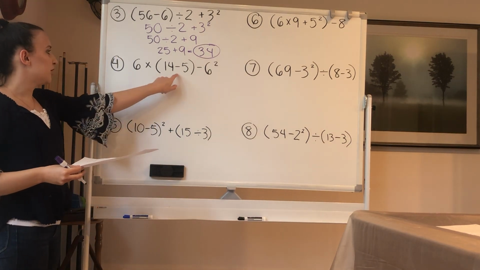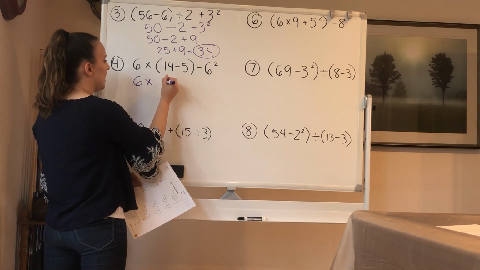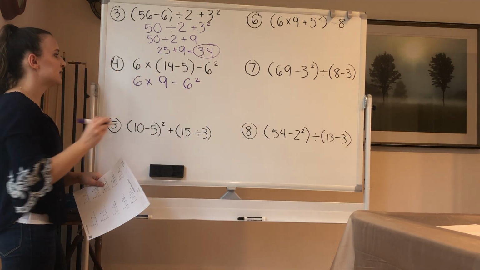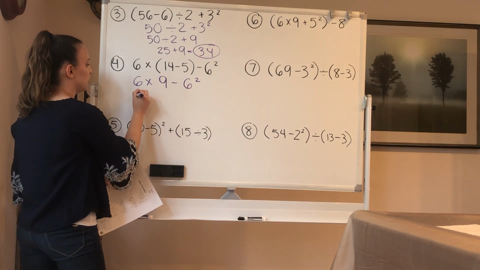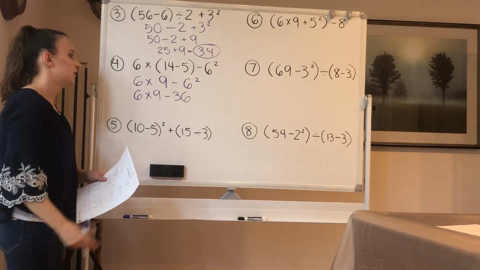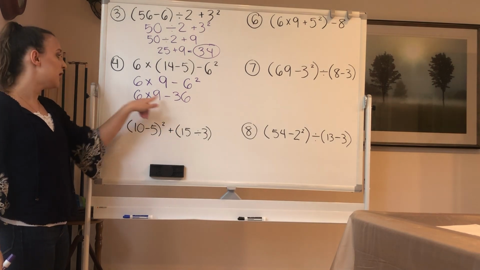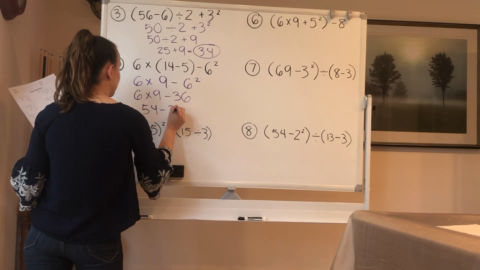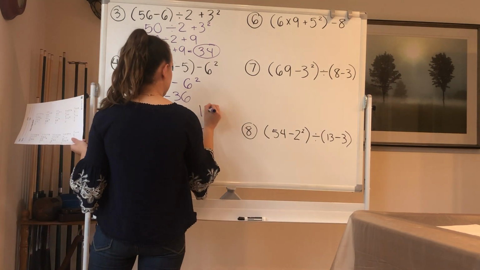Number 4, we're going to do parentheses first. So 6 times 14 minus 5 is 9 minus 6 squared. The next step is to do the exponent. 6 squared is 6 times 6, which is 36. So now we have 6 times 9 minus 36. We have multiplication and subtraction. Multiplication comes first in PEMDAS, so we're going to do 6 times 9, which is 54, minus 36. And 54 minus 36 is 18.